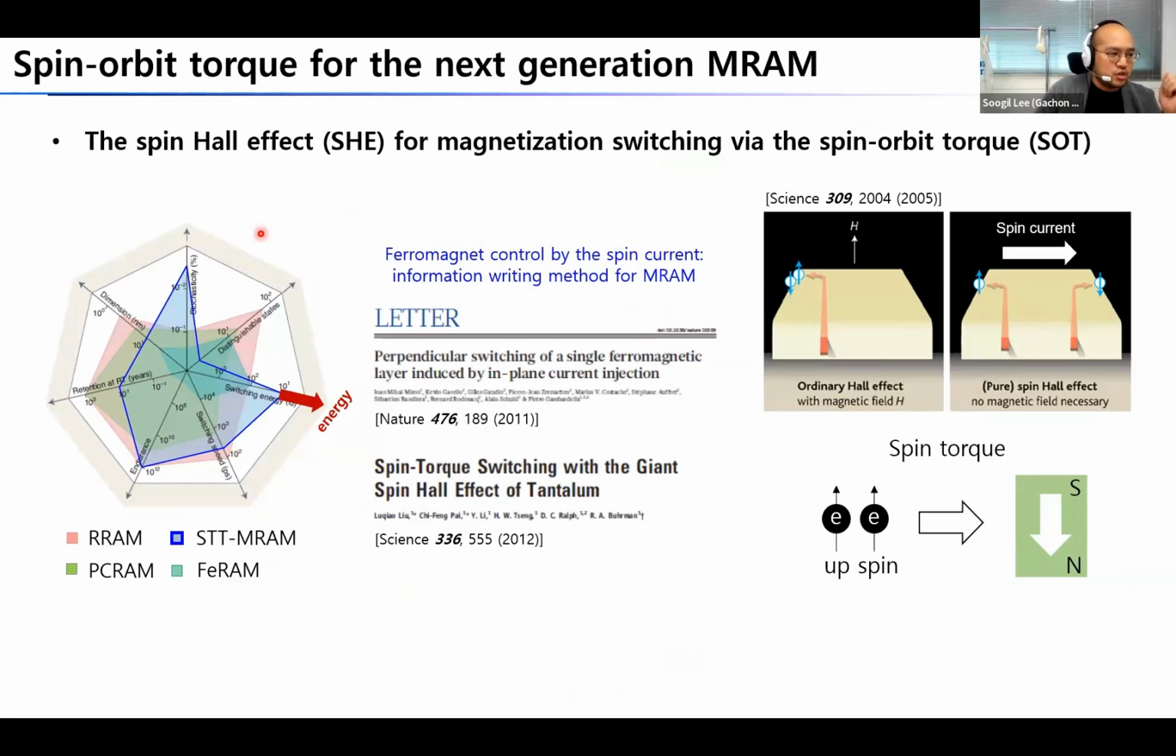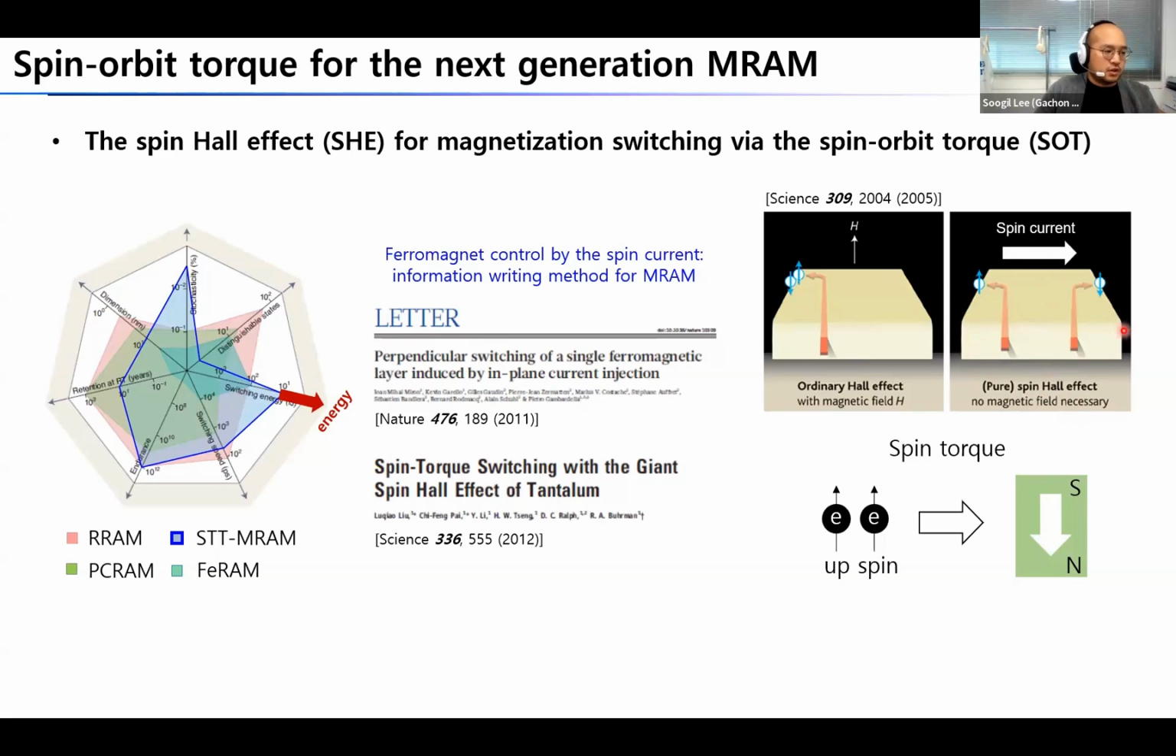In other words, we should increase the efficiency of the spin current generation, or the charge-to-spin conversion ratio. How to enhance it? According to these two pioneering papers, the spin Hall effect can be the solution. This picture explains the spin Hall effect and its application for magnetization switching. The spin Hall effect is the spin counterpart of the ordinary Hall effect. When the charge current flows in this longitudinal direction, the spin current flows in this transverse direction due to the spin orbit coupling and inversion symmetry breaking of these materials.